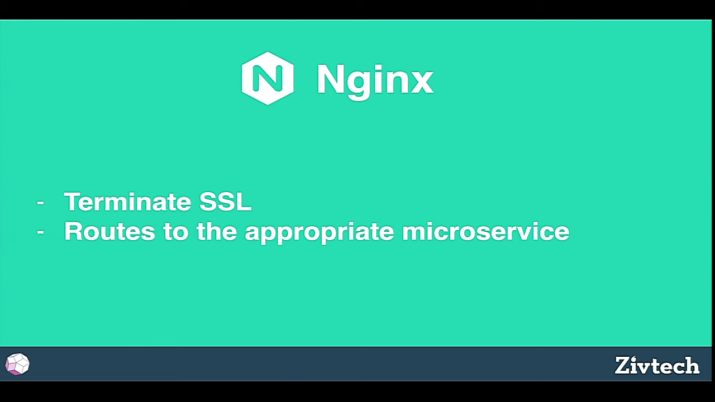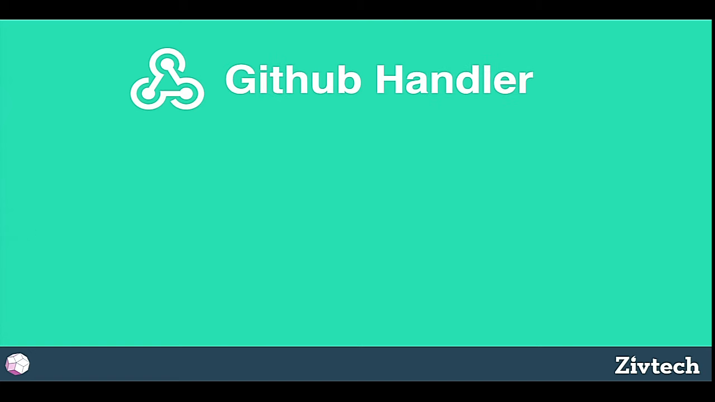So Nginx starts up, listens on port 443. You set up your SSL configuration in it. It's going to be better at that than Node.js is, from my limited experience with running Node.js SSL at scale. It's going to route to the appropriate microservice on the back end.